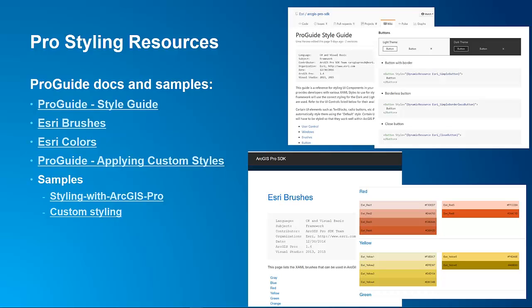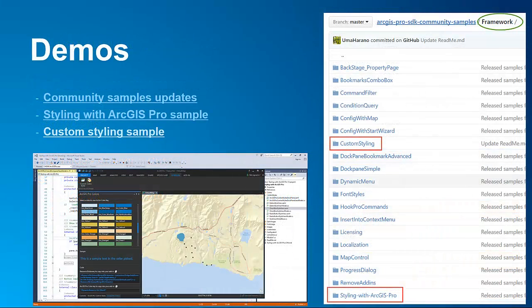And finally, there are two SDK community samples, which provide a walkthrough of the styling concepts, which will be helpful to check out as you get started. And we'll take a look at each of these next in our demonstration. Okay, so there are two styling samples available on the Pro SDK community sample site, and both are found in the framework folder section, where you'll see the list shown in the screenshot on the right with two red outline samples.